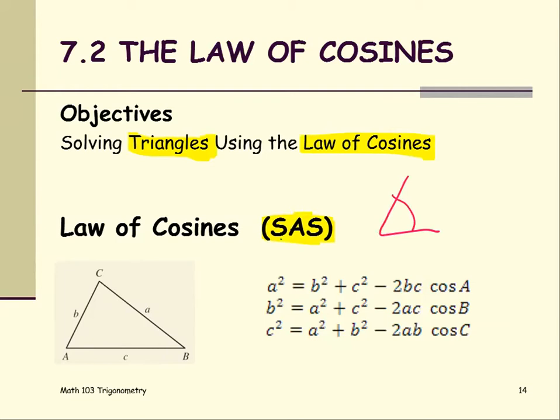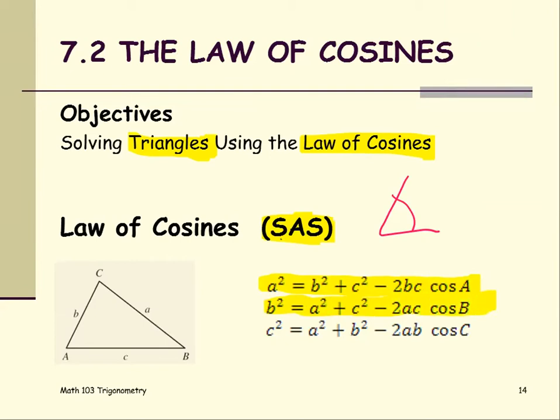There are two versions or two options. The first case is where side B and side C are provided with the included angle A. We use the formula A squared equals B squared plus C squared minus 2 times BC times cosine A. For the case that side A and side C and the included angle B are given, we can find side B using B squared equals A squared plus C squared minus 2 times AC times cosine B.